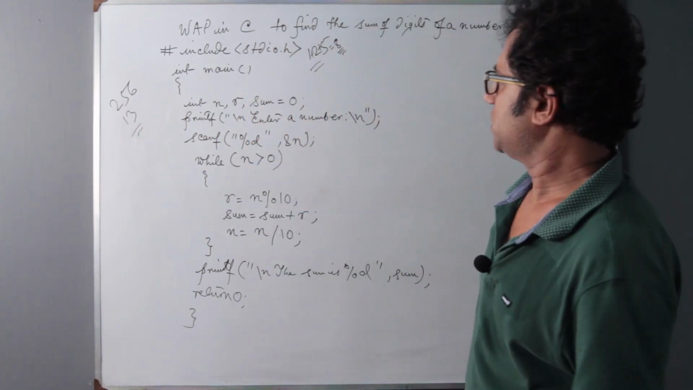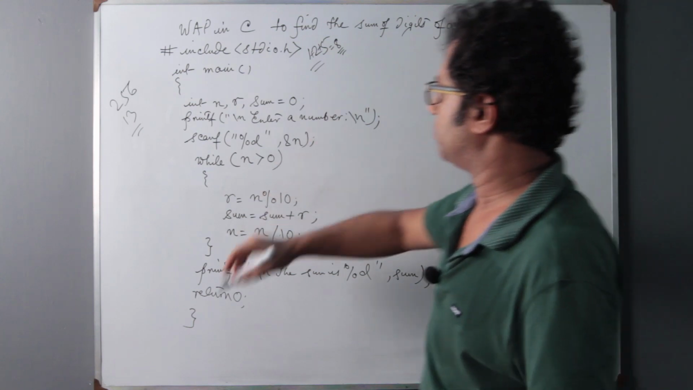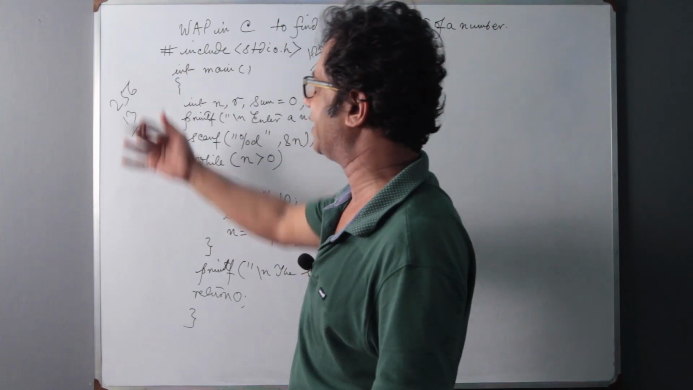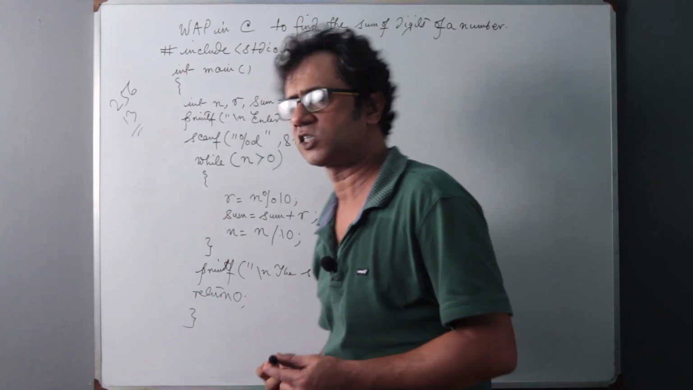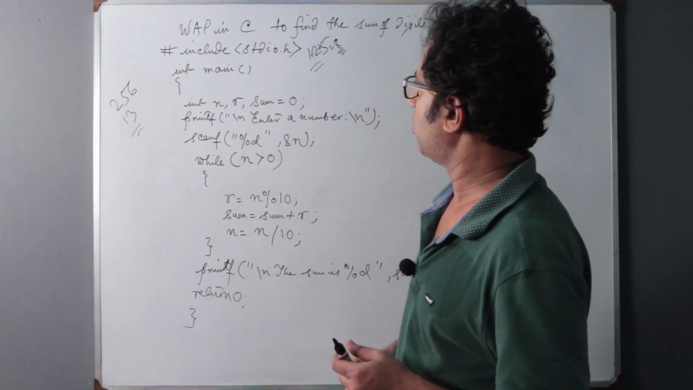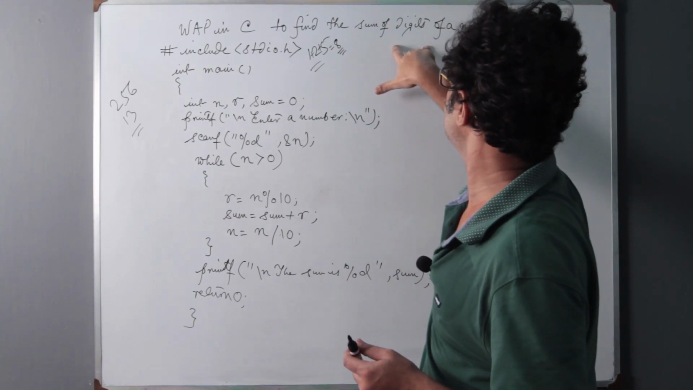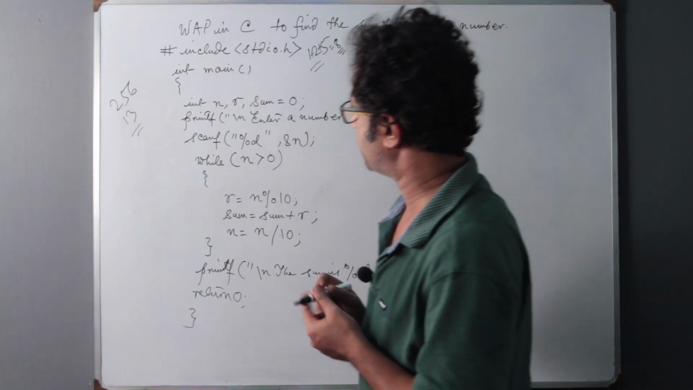So our objective is to find the sum of the digits of a number, whether it is a 3-digit number, a 2-digit number, or a 1-digit number. Irrespective of the number of digits the user gives, we will always try to find the value of the sum of the digits of that specified number.